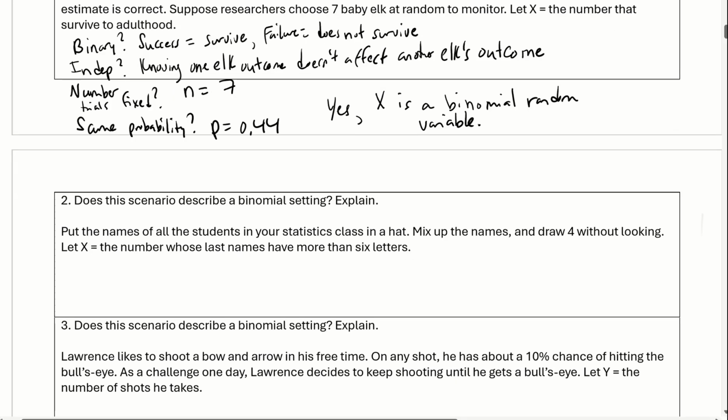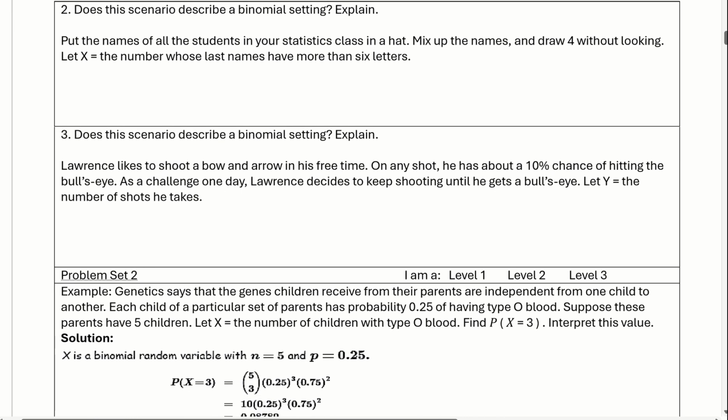All right, so let's look at a second one. Put the names of all the students in your statistics class in a hat, mix up the names, and draw 4 without looking. Let x equal the number whose last names have more than 6 letters.